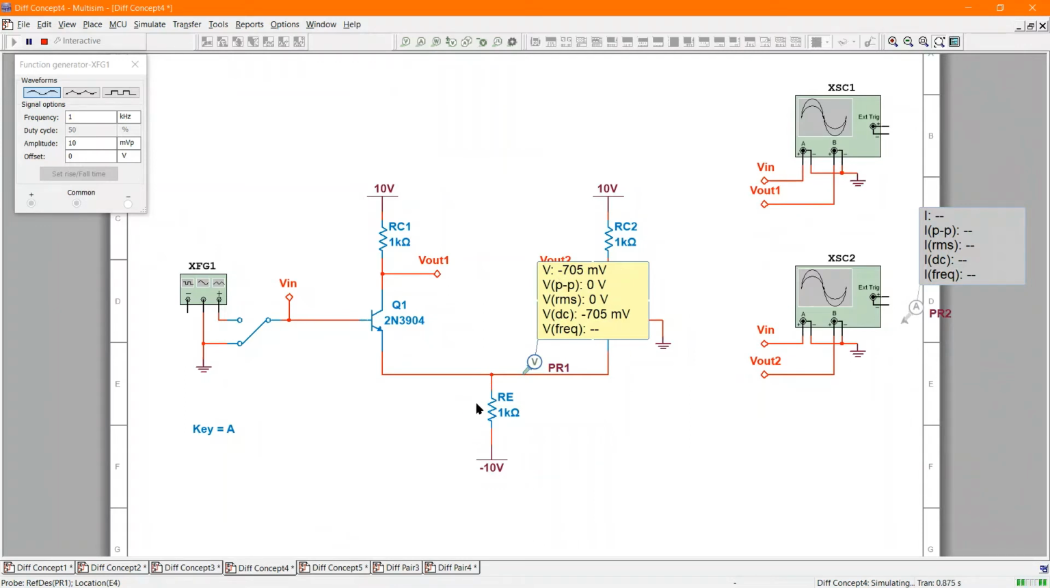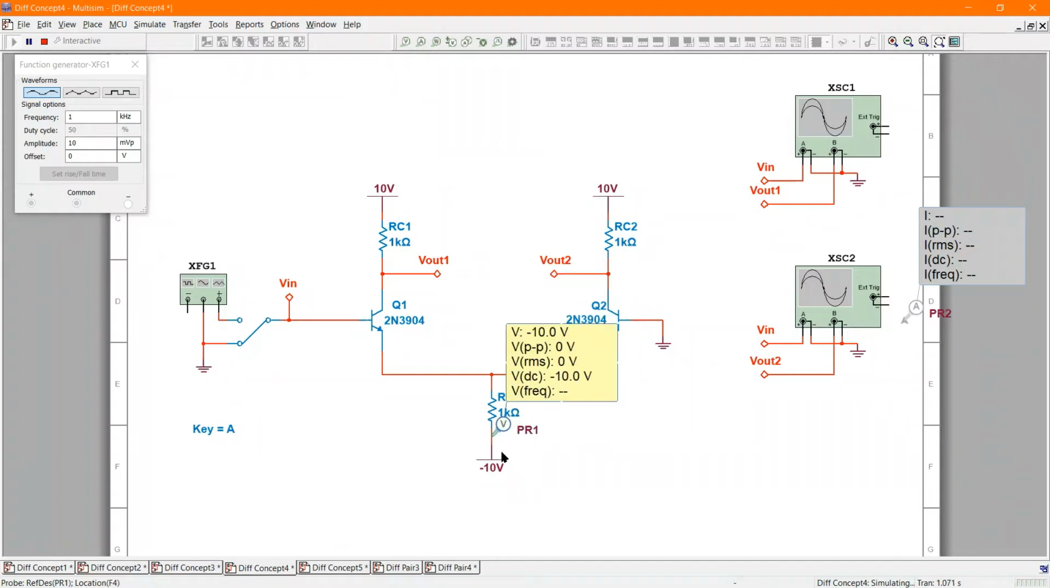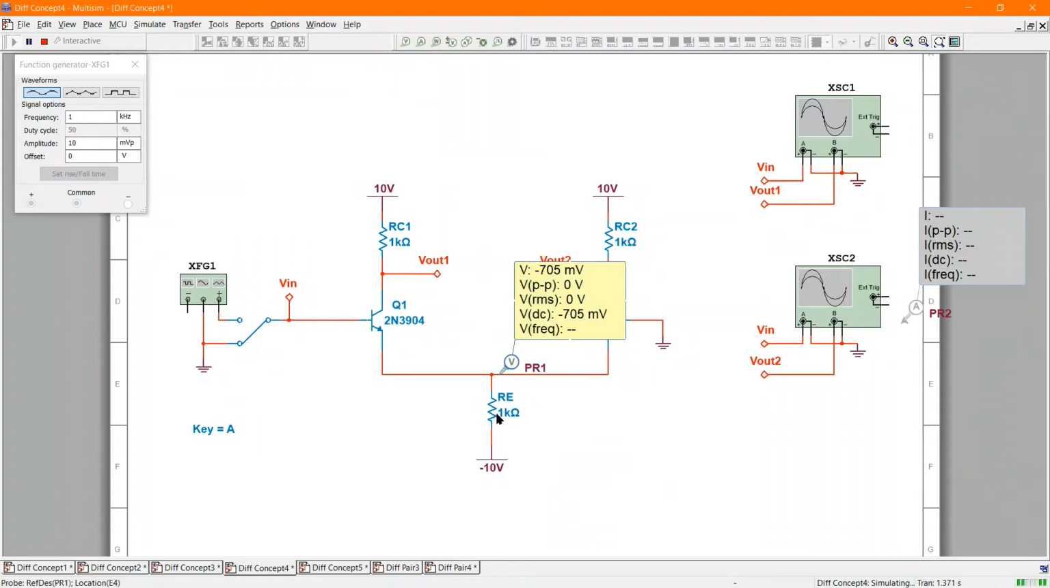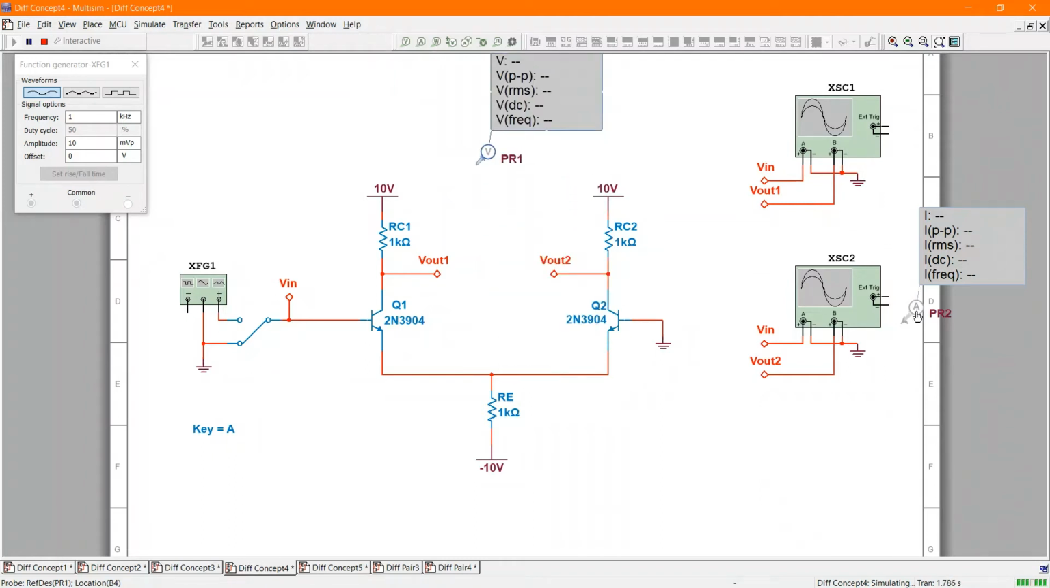That puts 14.3 volts across this resistor, because the other end of this resistor is connected to a 10 volt supply, and this end is minus 0.7 volts. So this guy has 9.3 volts across him, and he's a 1K, so he should have 9.3 milliamps going through him. Let's check that with our current probe here. So I'm going to put that there, and sure enough, 9.3 milliamps going through the emitter tail resistor.